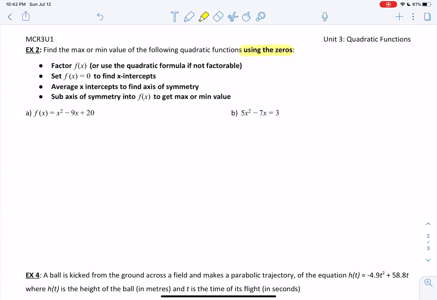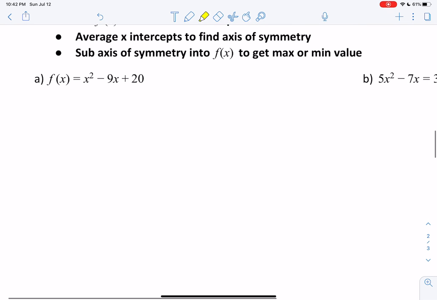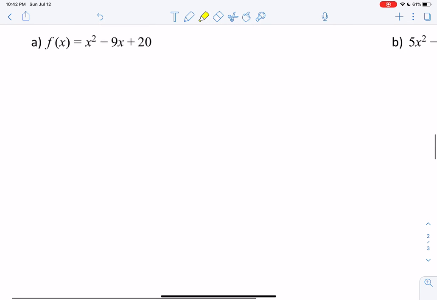And finally, if I have the x-coordinate of my vertex, I can sub it in to find the y-coordinate. So it sounds like a lot of steps, but it's actually not too bad. So let's start with this example. f of x equals x squared minus 9x plus 20. So the first thing I do is I need to find my zeros.